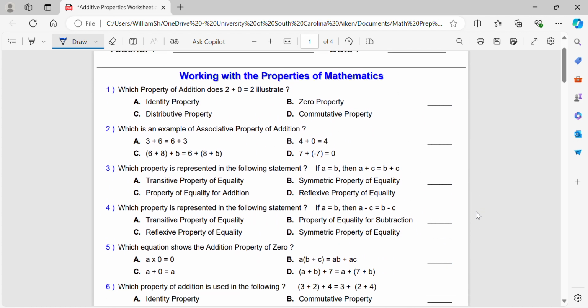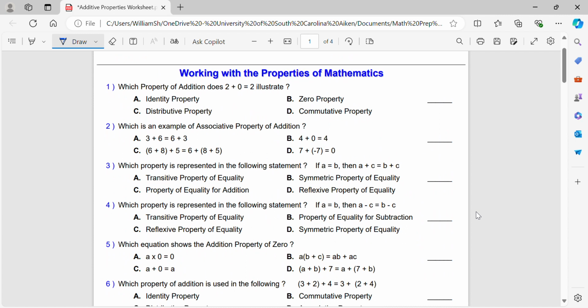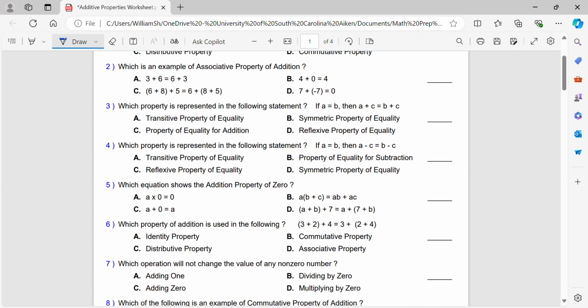Now, I have the worksheet here. Let's see if we can go through some of these questions and make sure we can illustrate these results and connect these properties. So the first one says, which property of addition does 2 plus 0 equal 2 illustrate? This is one that we just went over. Like I said, one we just went over should be the identity property, right? That 0 identity property right there. Okay, try to pause and give you a little second to answer these, but you can pause the video as well.